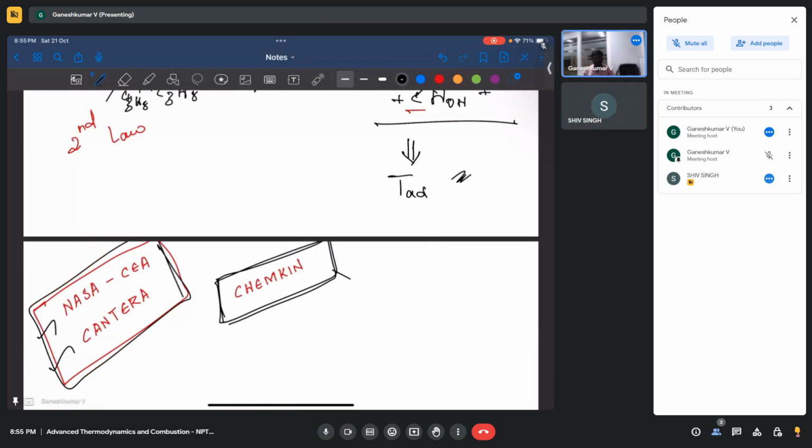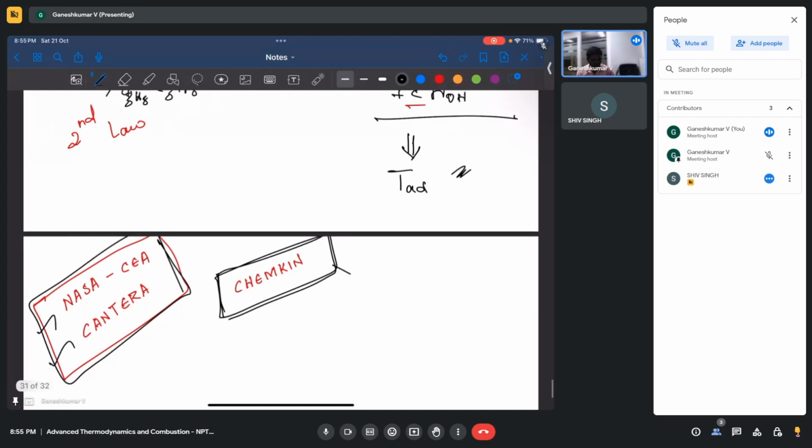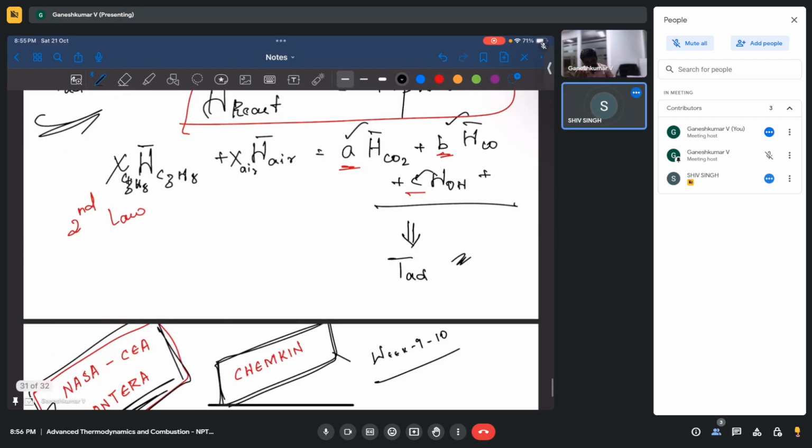These are simple actually, NASA CEA and Cantera. You can go and visit my other sessions in week 8, and probably week 9 or week 10 sessions, where I have discussed this in detail, so you can go and revisit that in order to use these. They are also useful tools. It will come in handy for your PhD also.